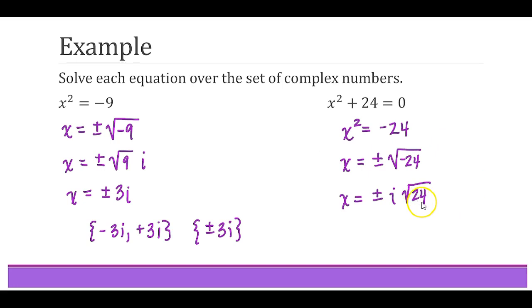And 24 can be broken down into 4 times 6. So the square root of 4 is 2 here. So I'm going to have plus or minus 2i times the square root of 6. So I'm skipping a little bit of the steps here because we should be able to simplify square roots. So 24 is 4 times 6, and the square root of 4 is 2. So the 2 came out. We put the 2 in front of i, and we put the square root part in the back. So here, these would be my two answers. We'll write it condensed as plus or minus 2i times the square root of 6.